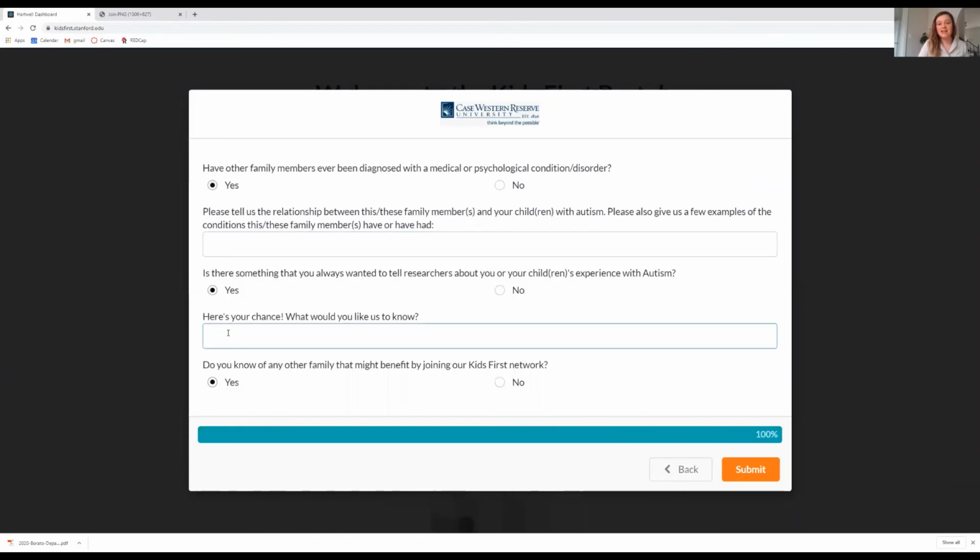Lastly, please indicate if there's anyone you know that may benefit from joining the Kids First Network. Feel free to share our web address with any individuals you may feel benefit or want to contribute.